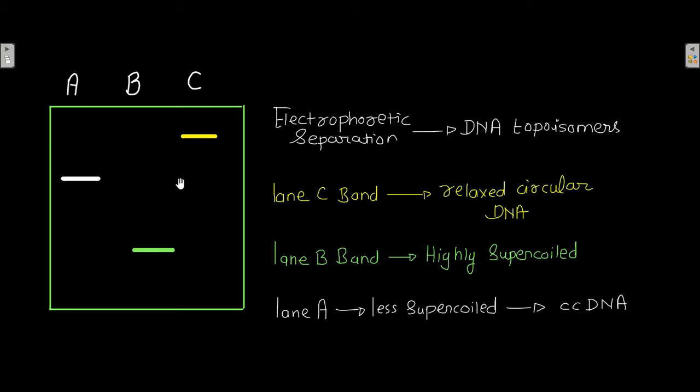And then in lane A, there is less supercoiled cccDNA. It means it is supercoiled but not that much, and that is the reason why it is migrating a little faster than this but a little slower than this, which is the highly supercoiled DNA. This one is highly supercoiled, and that is the reason why it is migrating at such a higher speed.